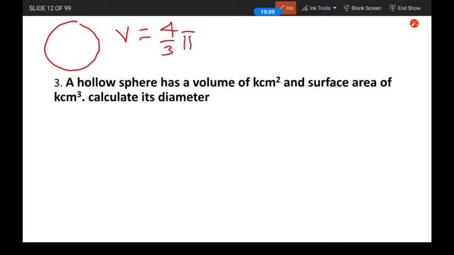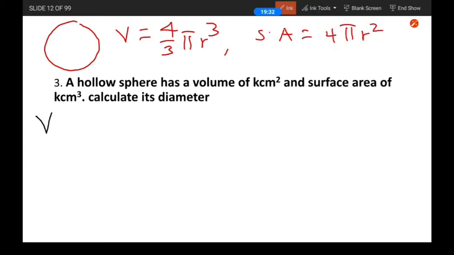Like a ball. Volume of a sphere, please, you have to know all these formulas. 4/3 pi r cubed. I have done this in my previous videos. You can go and check them. Then we have surface area is 4 pi r squared. Please note this. But look at the question. A hollow sphere has a volume.